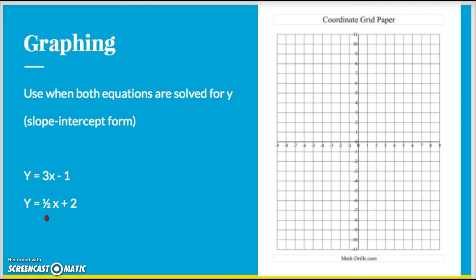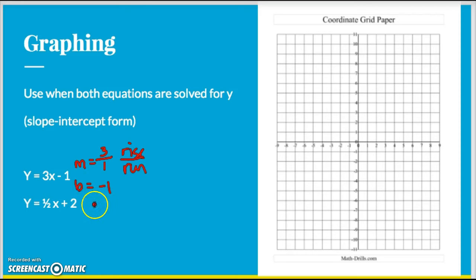Remember, to graph these two equations, the very first thing I want to pick out is what is my slope and what is my y-intercept on each equation. On this first one, your slope is the number directly in front of the x, the 3. And remember, we want it to be a fraction so we can do rise over run. So this means we're going to rise 3 and run 1 from point to point.